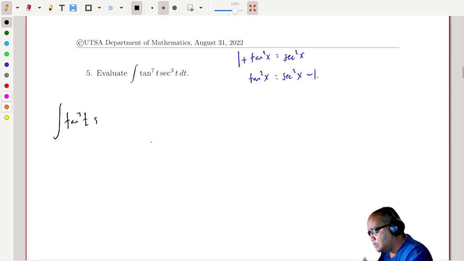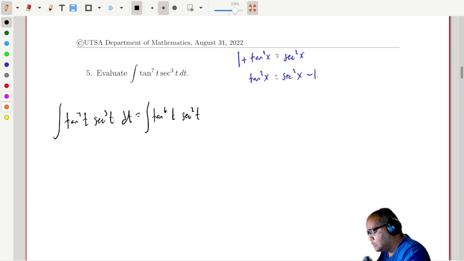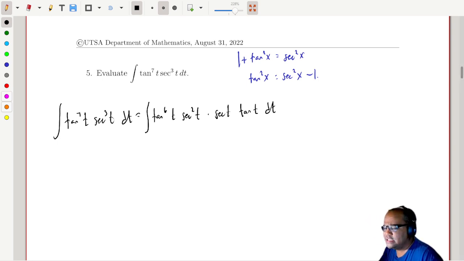Tangent to the 7th of t, secant cubed t dt. I'm going to peel away one tangent, one secant, and shove them next to each other: secant t, tangent t dt. But how does this help me? Why did I write this?